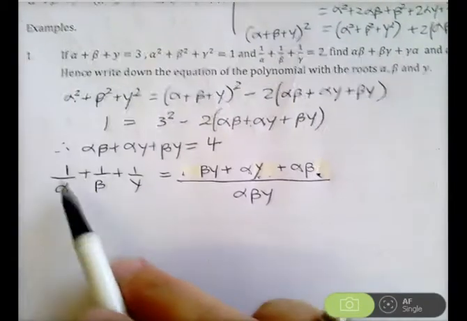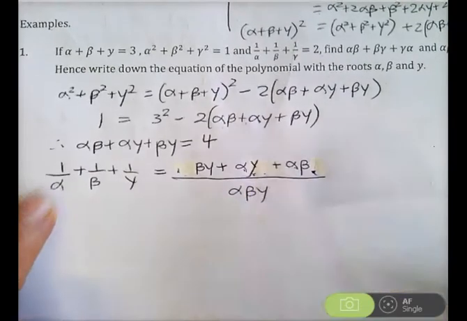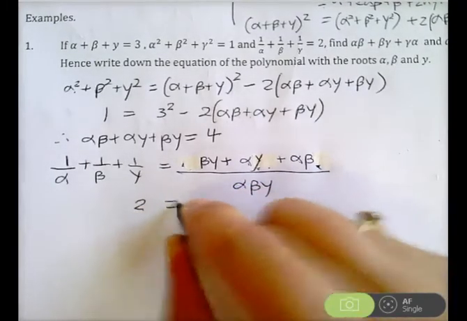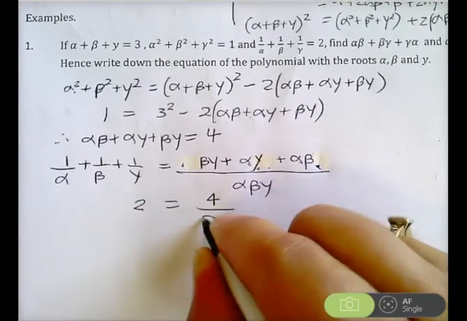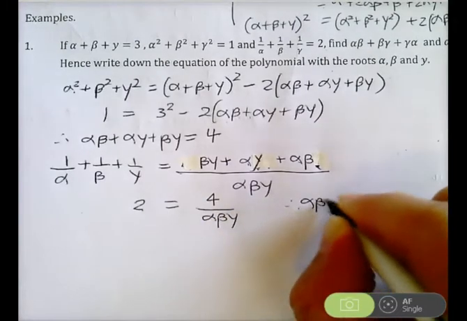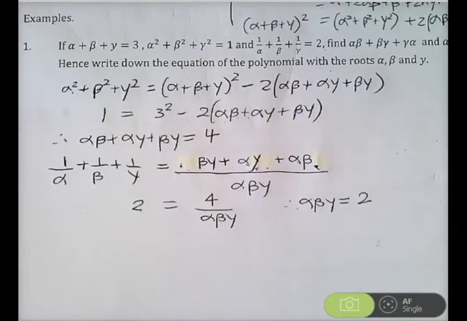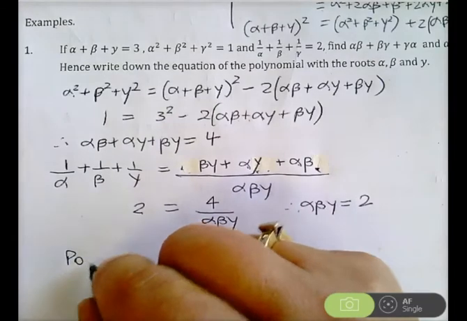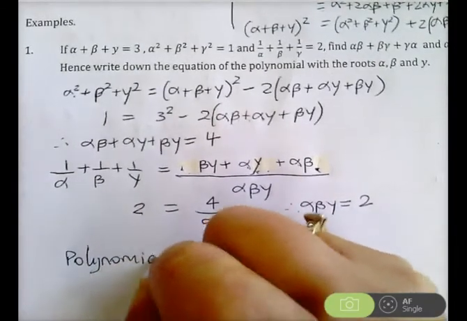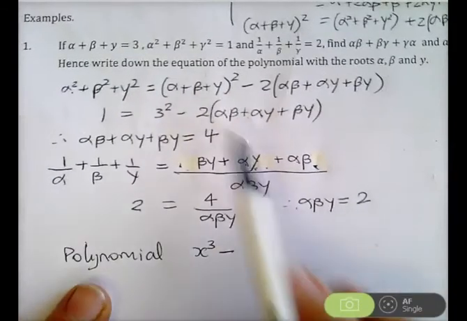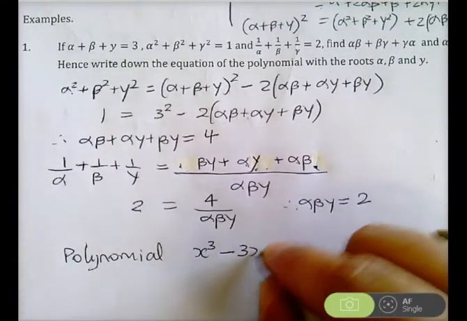Okay, so now we've got substitutions for this and that. So we can then work out what alpha beta gamma are. So what have we got? That this is 2 and that is 4, isn't it? Over alpha beta gamma. Therefore, alpha beta gamma is 2. Okay. Then it says, hence write down the polynomial equation with roots alpha beta gamma. So that, or px, whatever you want to call it. So therefore the polynomial is x cubed minus, what are sum of roots one at a time? Minus 3x squared.